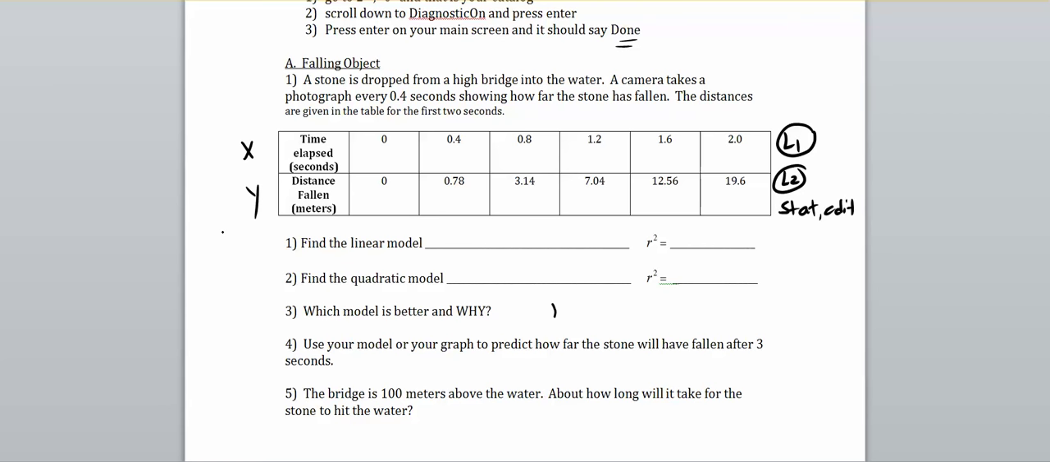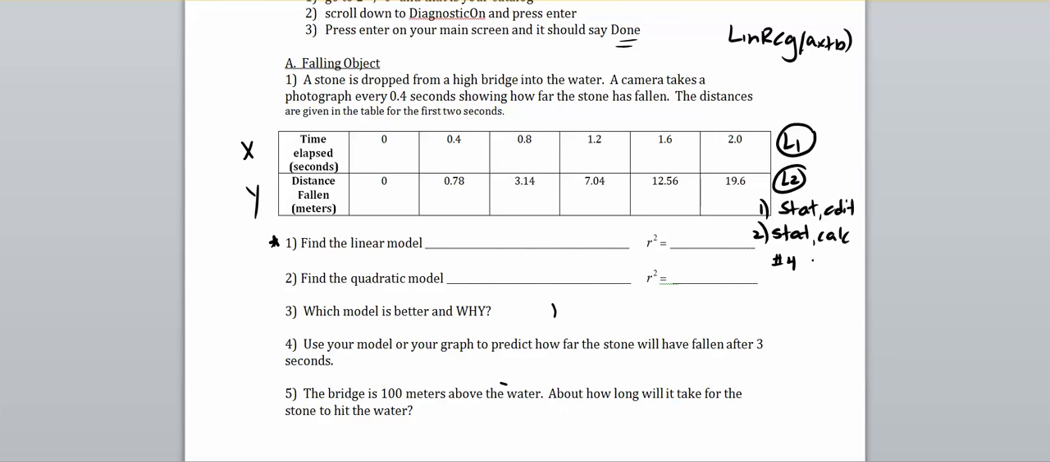Okay. Now, once you are in stat edit, I'm going to do my linear model first. My second step is I'm going to do stat, calculate, and for number 1, since I want to do the linear regression, I'm going to go to number 4, where it says linear regression, LinReg(ax+b). Now press enter.